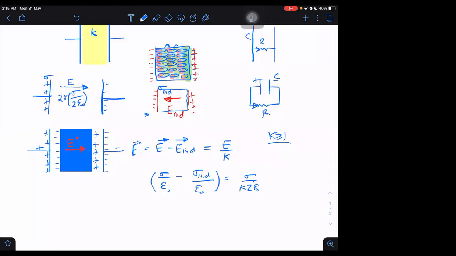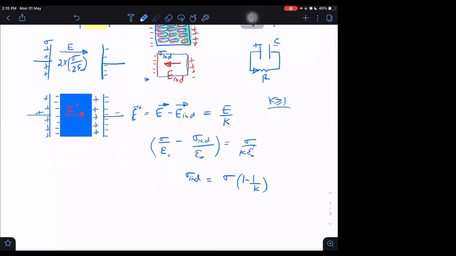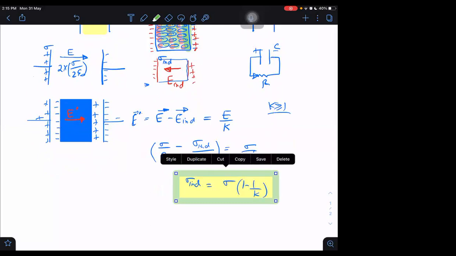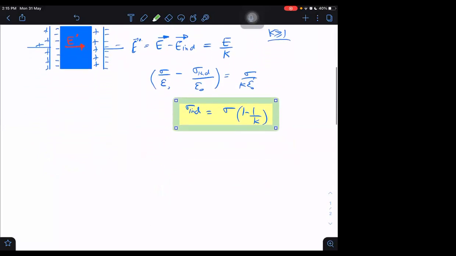Okay, sir. What is sigma induced here? Sigma induced we can find now. Wait, here also again I'm putting 2 unnecessarily. This is not 2, this is by K epsilon naught. Sigma into 1 minus 1 by K. Right or not? Yes, sir. We are getting the induced charges here: sigma into 1 minus 1 by K.